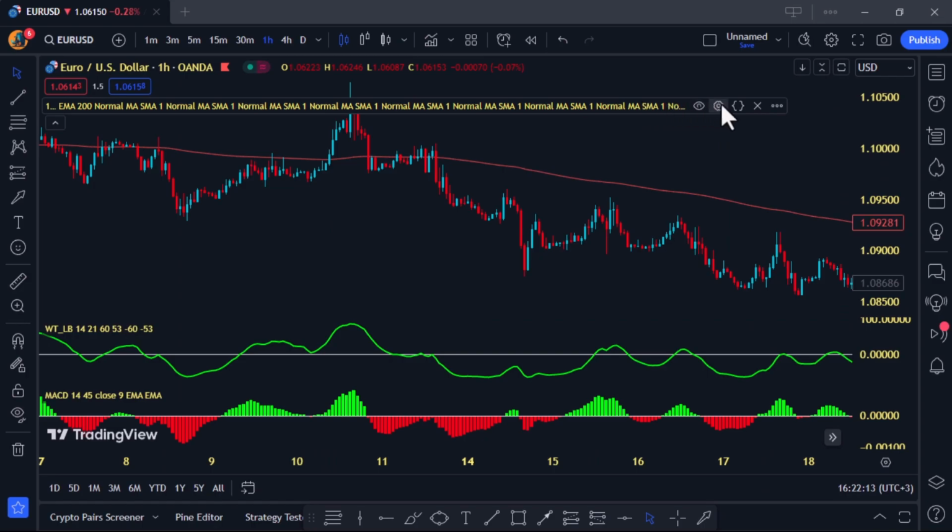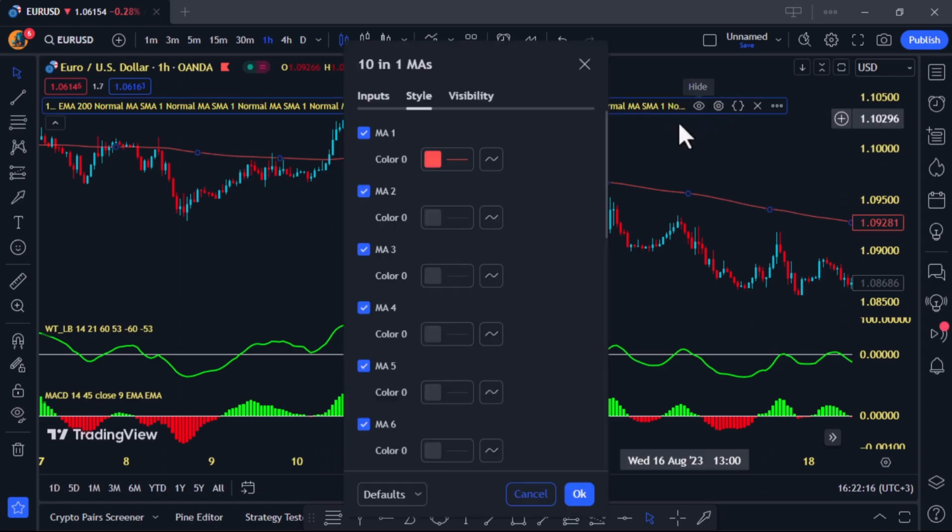After adding it to your chart, go ahead and tweak its settings just as you see in the video.